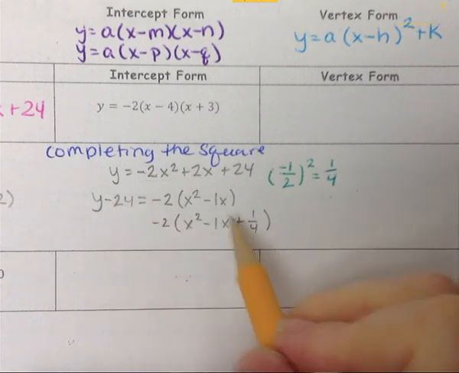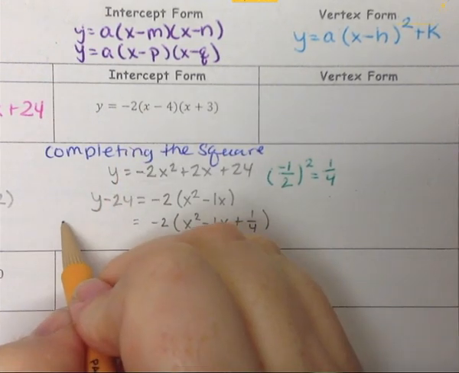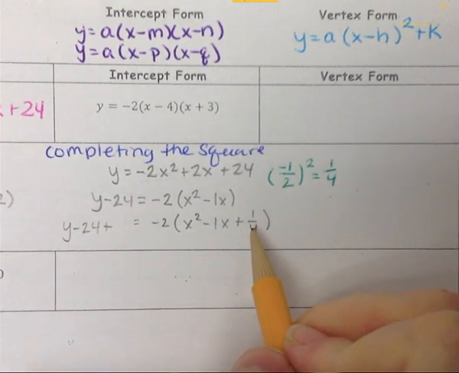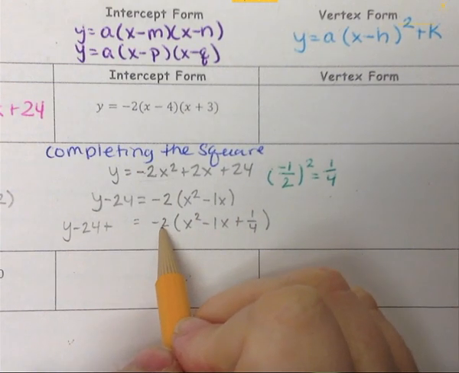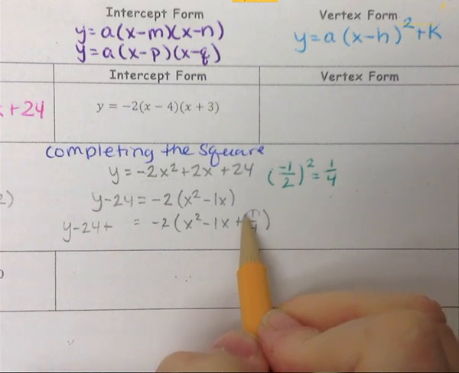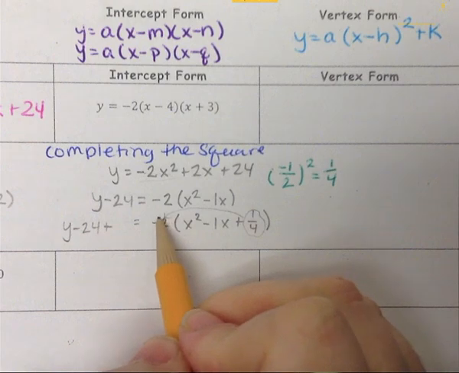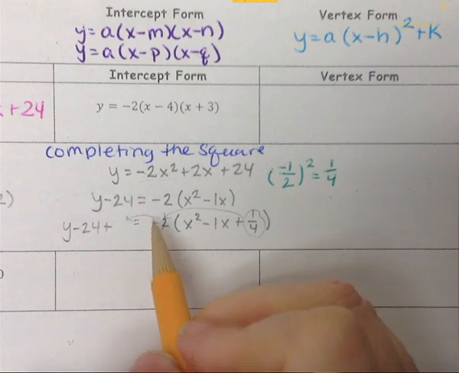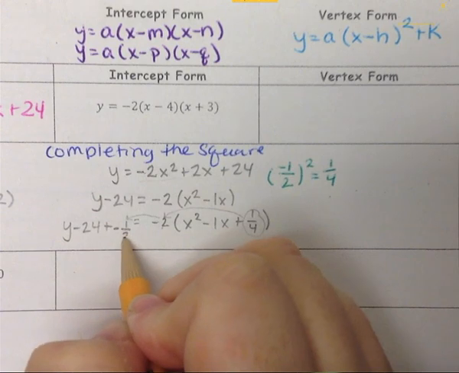Now, since I put that positive 1/4 on the right-hand side, I have to put something on the left-hand side as well. I already have that y minus 24 still, so I have to add something over here. I cannot just add the 1/4, because that 1/4 is actually multiplied by that negative 2. So I have to multiply this 1/4 by that negative 2 when I want to put it over here. So a 1/4 times a negative 2 is going to be a negative 1/2. So I'm going to add a negative 1/2.